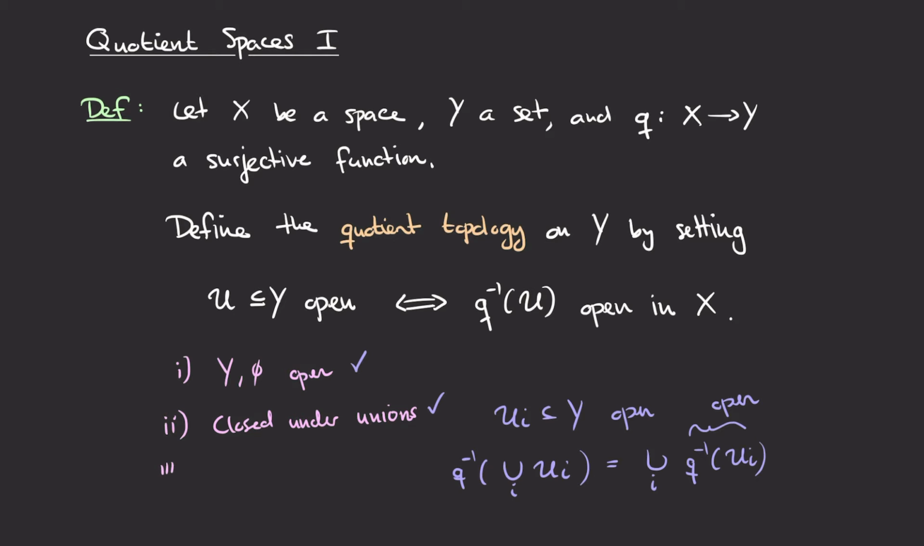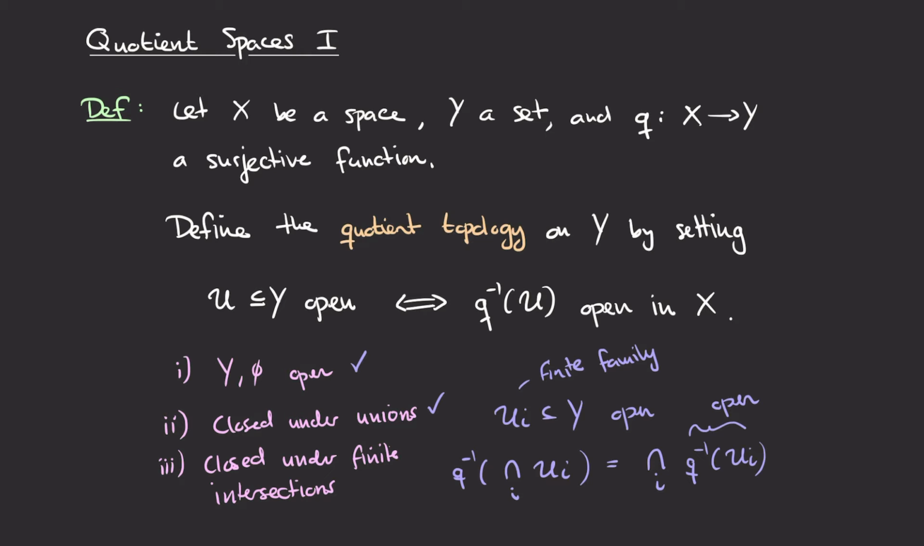And finally, we need the topology on Y to be closed under finite intersections. And well, the proof for this is very similar to the case for the unions. We just have to replace the union by a finite intersection. So here we write an intersection. And now we in addition assume also that these U_i's, there are only finitely many of them.